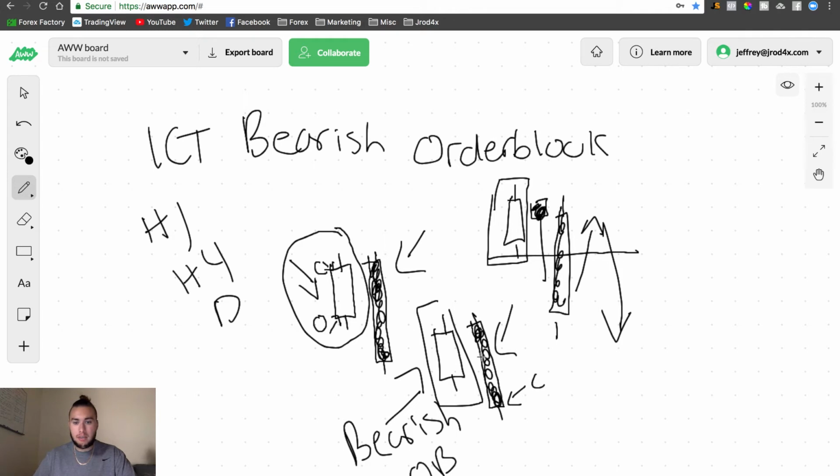Once this is an ICT bearish order block, any retracement, if this is a daily time frame for the example, we're waiting for a retracement on the daily time frame to trade back up into this resistance level, and then we'd be looking for a sell-off from there.